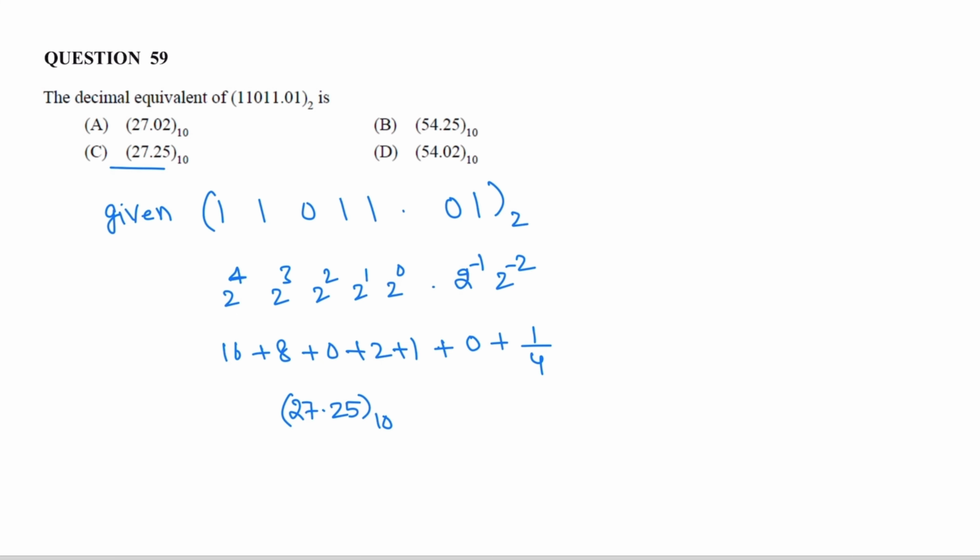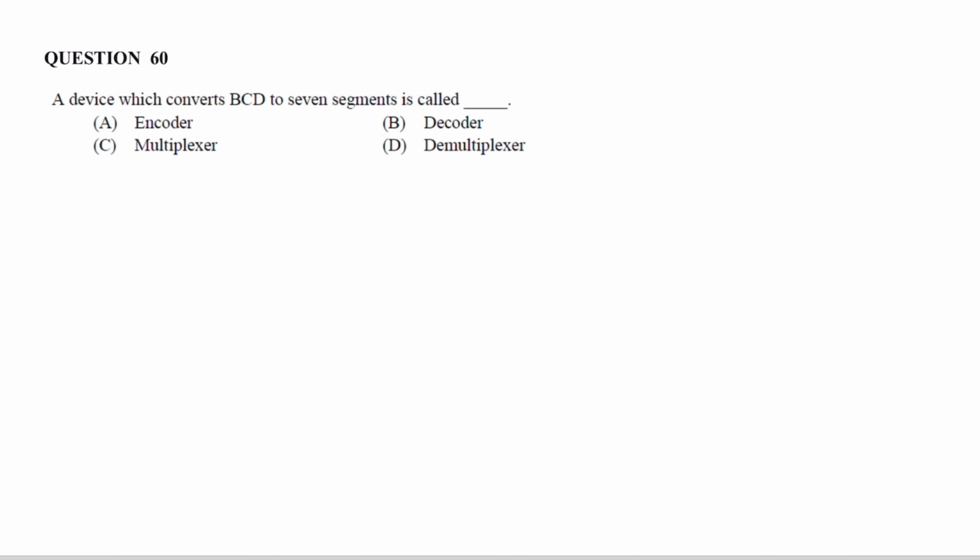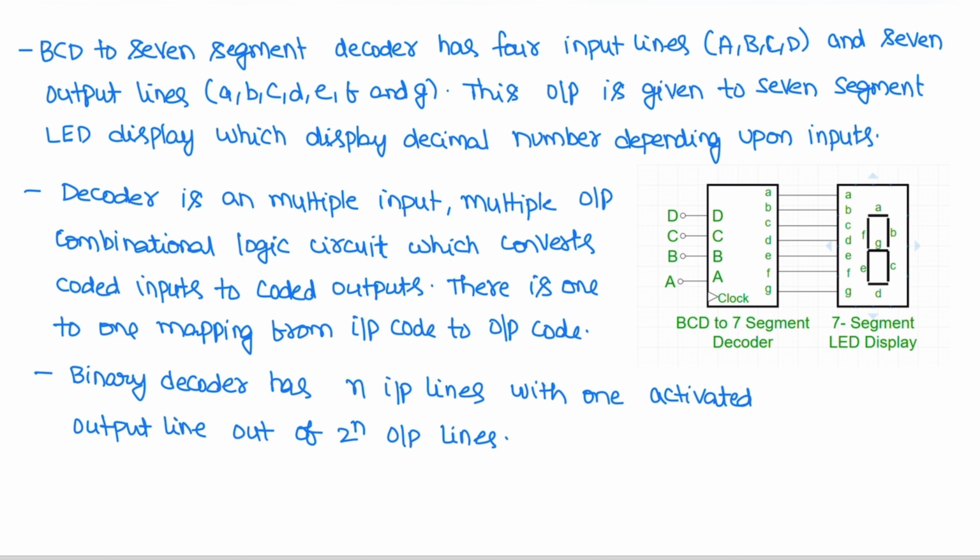Next question. The device which converts BCD to 7 segment is called a decoder. So decoder is the device. The correct option is B. The decoder is a device which converts BCD to 7 segment. A BCD to 7 segment decoder has 4 input lines A, B, C, D and 7 output lines A, B, C, D, E, F, G as shown in the figure. This is a decoder circuit with 4 input lines A, B, C, D and 7 output lines small a to small g, and these lines are given to LED positions.